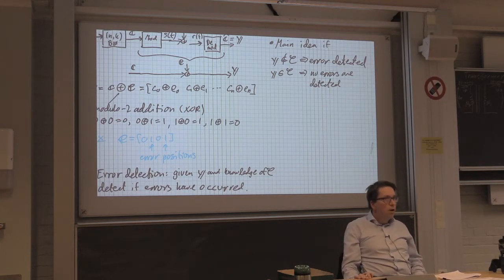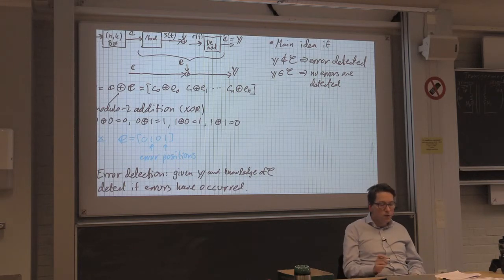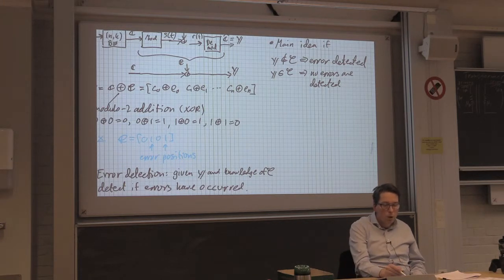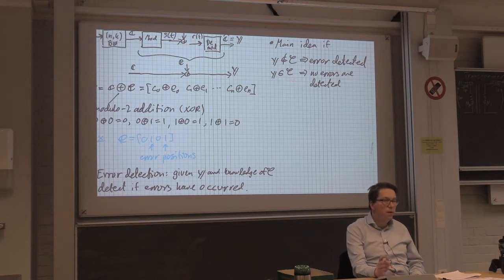Okay. So error detection conceptually is very, very simple. We look at the received word. We look at the set of code words, and if the received word is not a code word, we say an error has occurred, or if y is a code word, we say looks fine, no errors, right? Is this a good method? Well, for sure, if y is not a code word, then errors must have occurred, clearly.